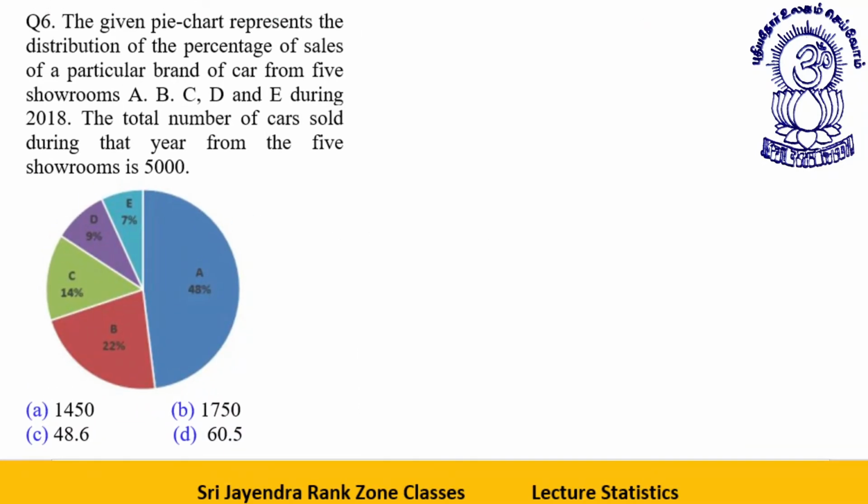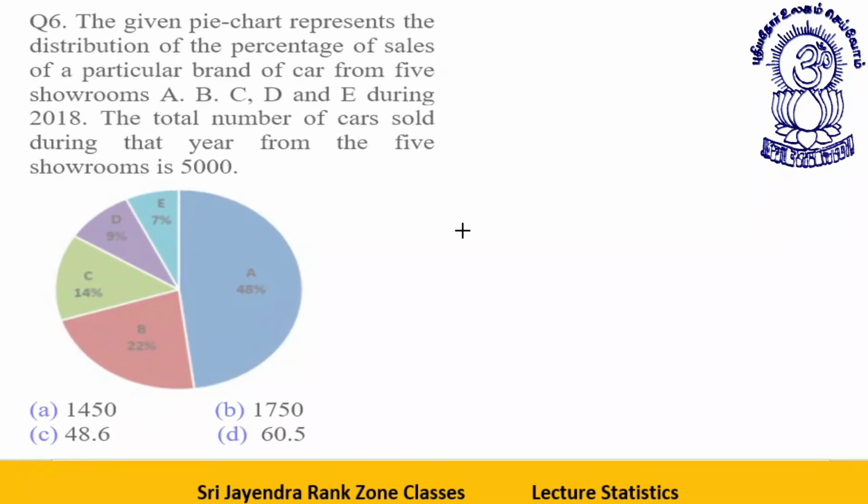The given pie chart represents the distribution of the percentage of sales of a particular brand of car from five showrooms A, B, C, D, and E during 2018. The total number of cars sold during that year from the five showrooms is 5,000. Okay. A, B, C, D, E, their percentages are given. If it is not visible to you, my dear students, I can do it like this. Now I hope it is visible very much.